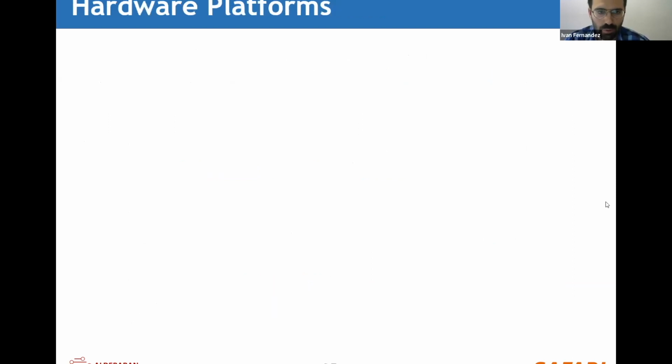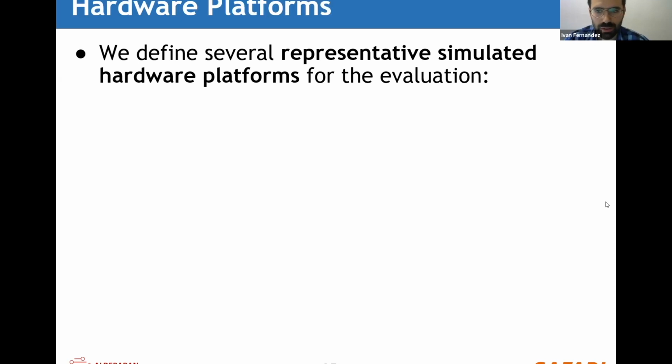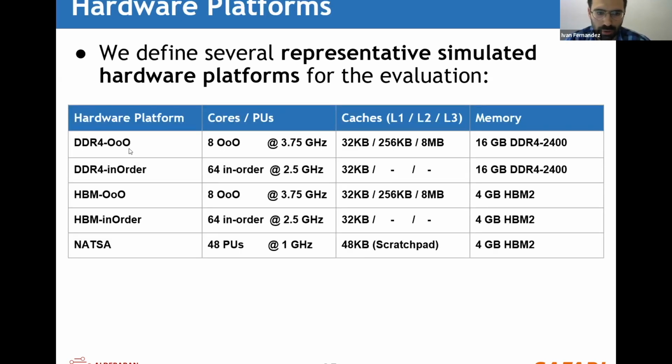As hardware platforms, we define several representative simulated ones. We have DDR4 out of order, which basically comprises 8 out of order cores. We have DDR4 in order, which includes 64 in order cores. We have HBM out of order with 8 out of order cores, HBM in order with 64 in order cores, and NATSA that is composed of 48 PUs.